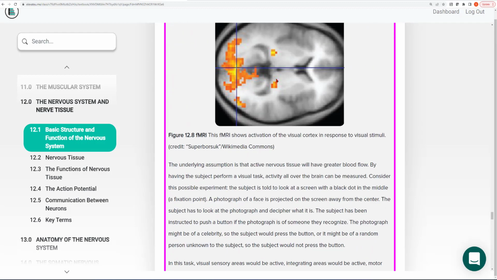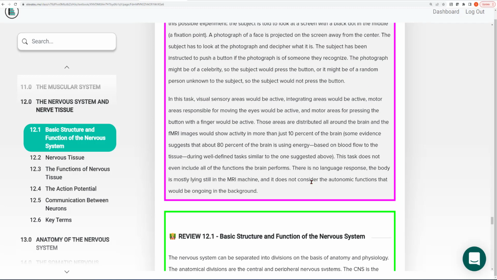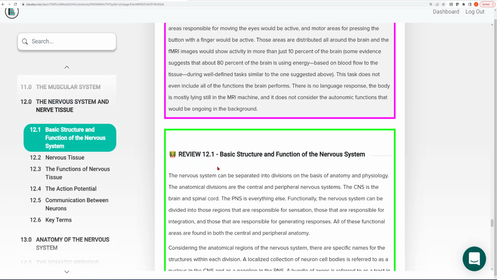There's a little box about a specialized kind of mRNA, which is really cool. Won't be testing you on that, but it's a really cool thing to read about. And that brings us to the end of 12.1. Let's head on over to 12.2.